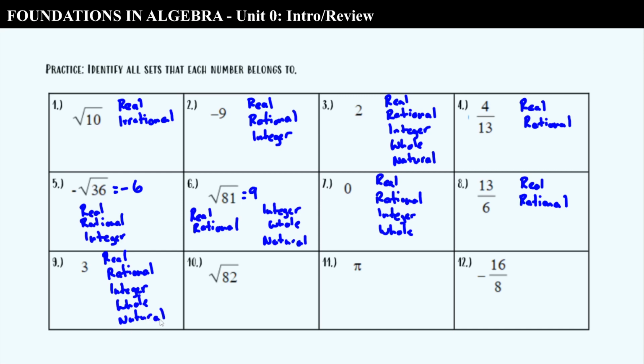Square root of 82 does not come out even because we know that the square root of 81 is 9. So therefore, we have a decimal that's repeating, so it's real and it's irrational. Pi, as we've already discussed, is real and irrational because it's a decimal that goes on forever. And then negative 16/8. 16 divided by 8 is 2, so we've got negative 2. So it's real, it's rational, and it's an integer.